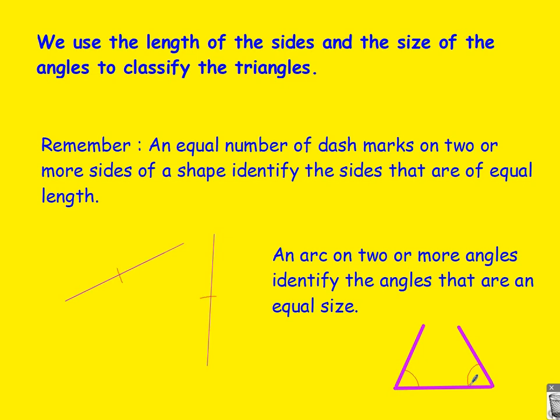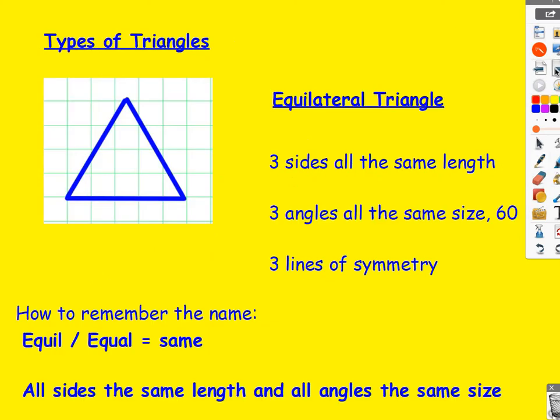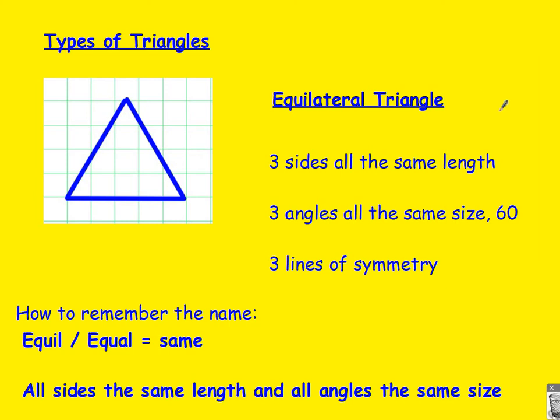So to classify the triangles, as I just said, we're going to look at the length of the sides and the size of the angles. So the first type of triangle we're going to consider is an equilateral triangle. An equilateral triangle has 3 sides which are all the same length. So I'm going to put a little dash on all 3 sides because they are all the same length.